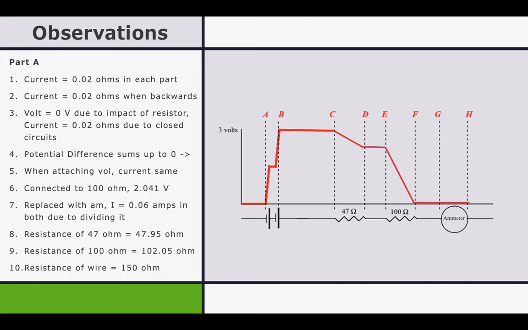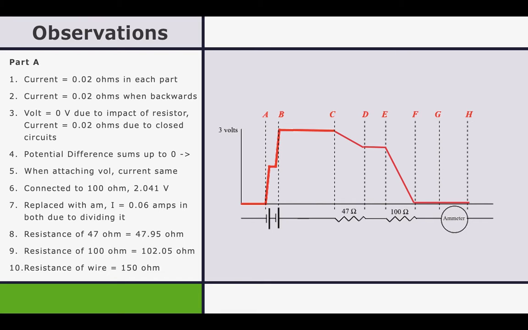So, when we attach the voltmeter throughout the different points, we find that the current stays the same. And when connected to the 100 ohm, it's 2.041 volts. However, when we replace this with an ammeter, and we create a circuit with parallel resistors, we find that the current is 0.06 amps, due to dividing the current.